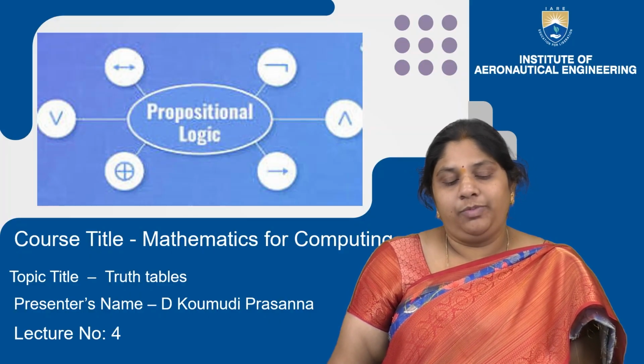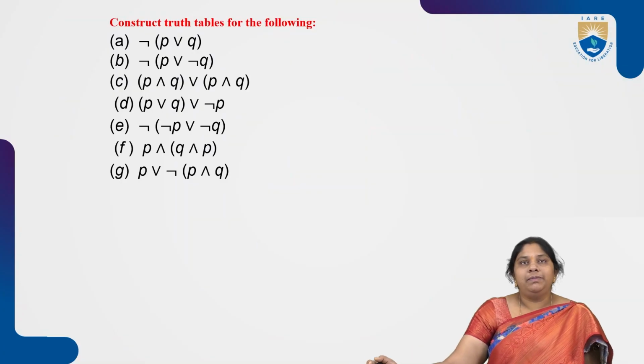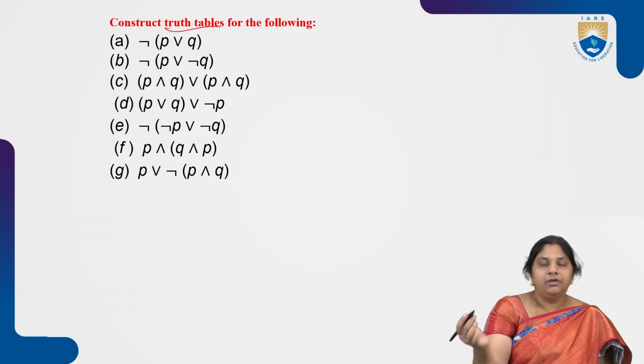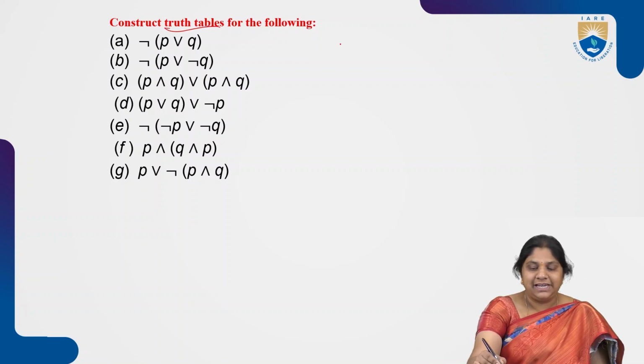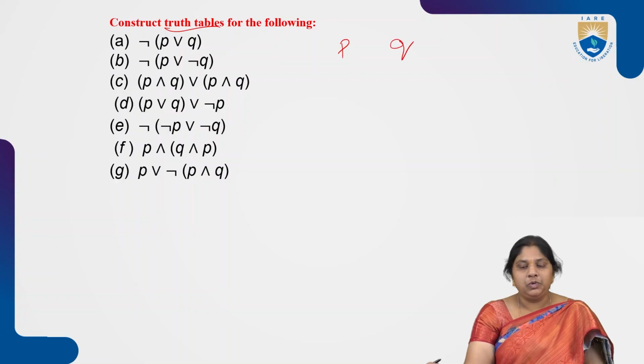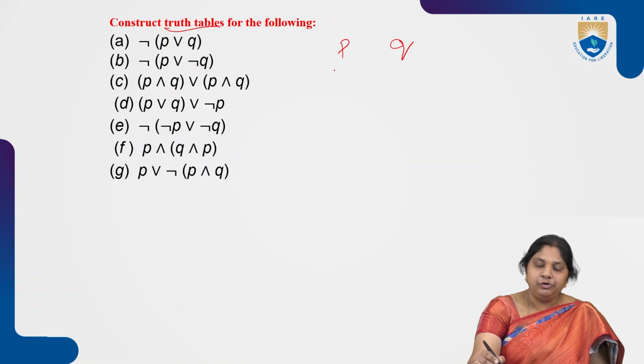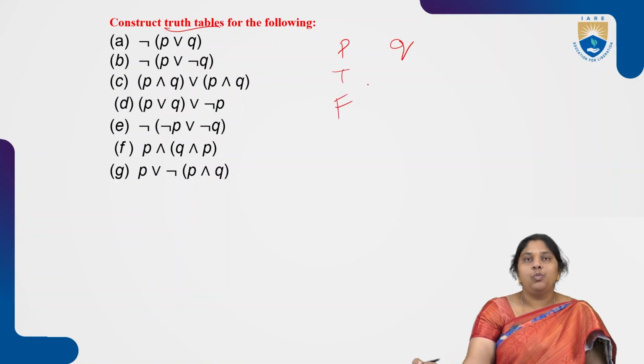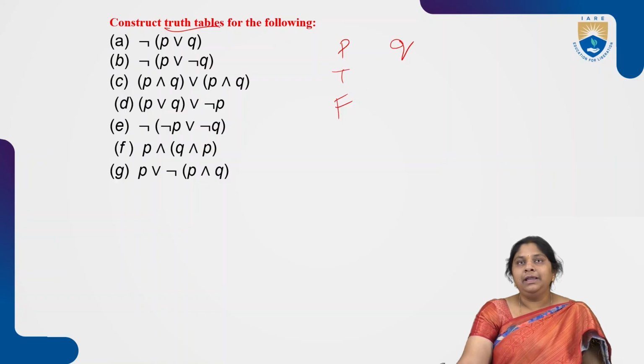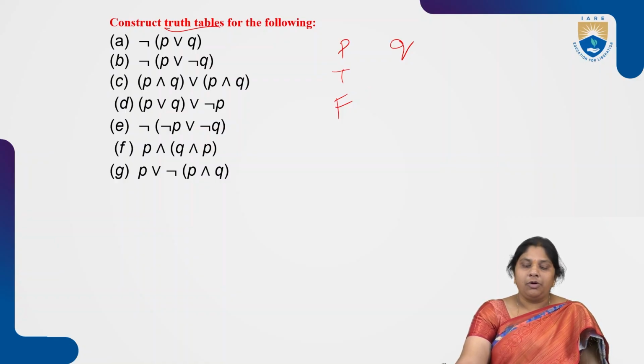Today we are going to see the topic of truth tables. So what is a truth table? Already we have seen that if we have one statement P and one statement Q, each statement will have two possible truth values: one is true and one is false. Based on the number of statements in the compound statement, we can generate a table of these truth values, and finally we can draw the conclusion whether that statement is logically possible or not possible.